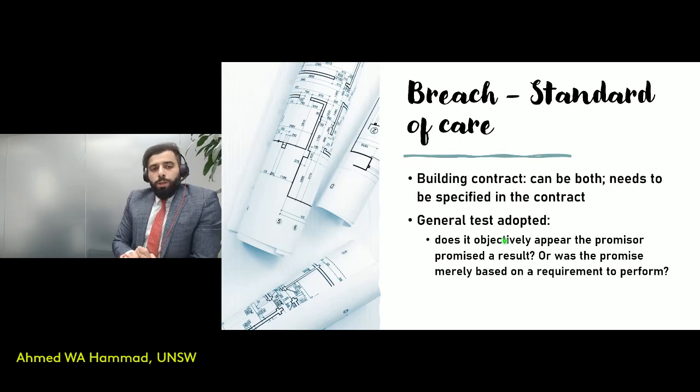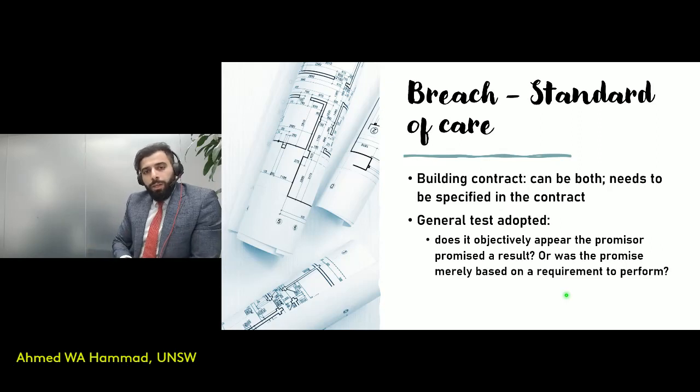Okay, so when it comes to building contracts, would you classify it as a strict liability or an all reasonable endeavors? It can be both, and that's why it's important to expressly specify that in the contract. The general test that's adopted by the courts, and you can see it in front of you: the courts would ask, does it objectively appear that the promisor promised a result? Did they specifically say that we will deliver, let's say, for example, 24 units for you? Or was the promise merely based on a requirement to perform?